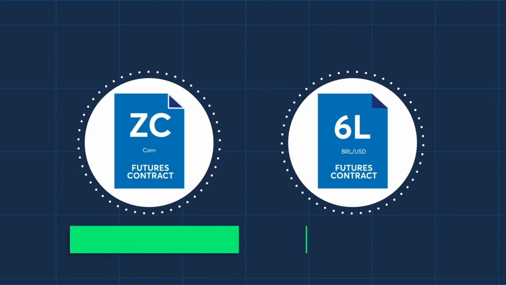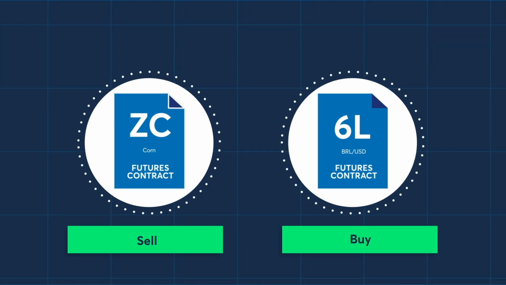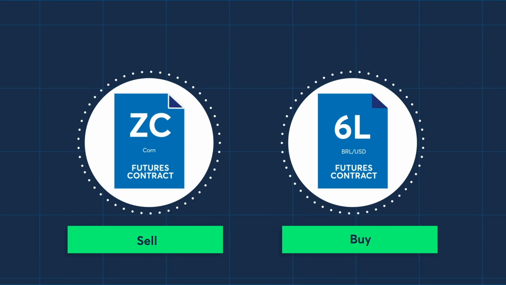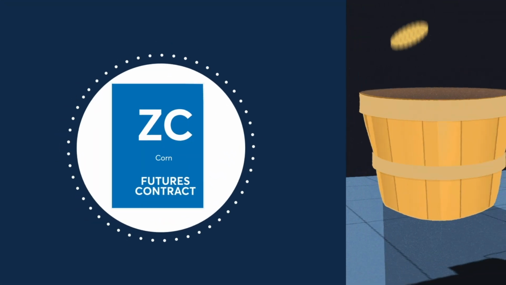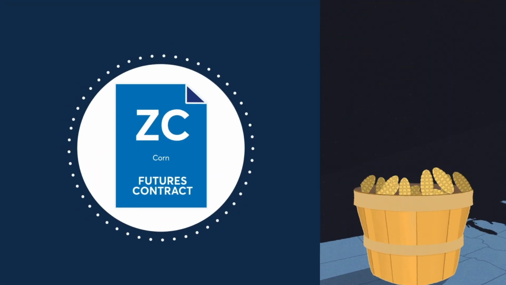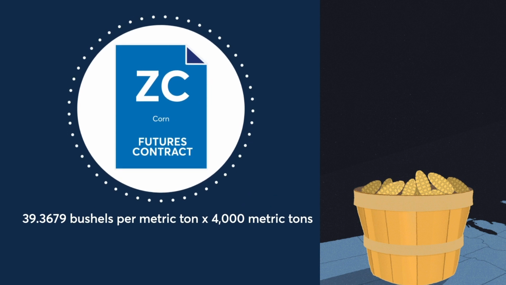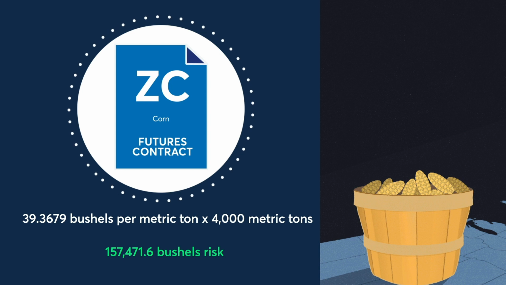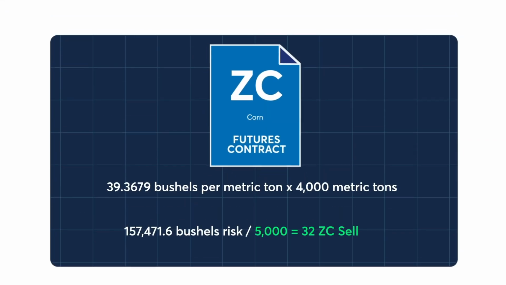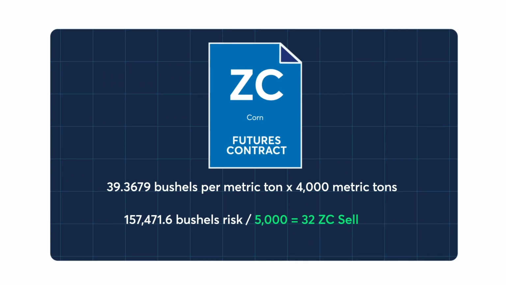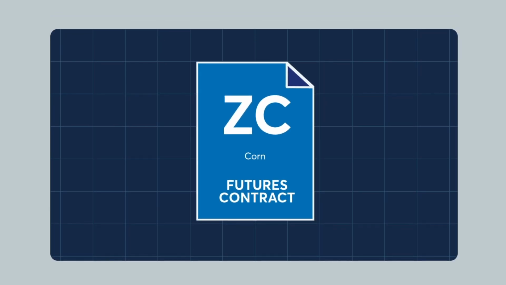To mitigate this risk, the exporter decides to sell September corn futures contracts and buy September Brazilian real futures contracts. To determine how many corn futures contracts they need to sell, they take the order of 4,000 metric tons of corn and convert it to bushels to get 157,471.6 bushels. They then divide the number of bushels by the contract size of 5,000 bushels to get 32 September corn futures contracts. Next, they need to determine their FX risk.